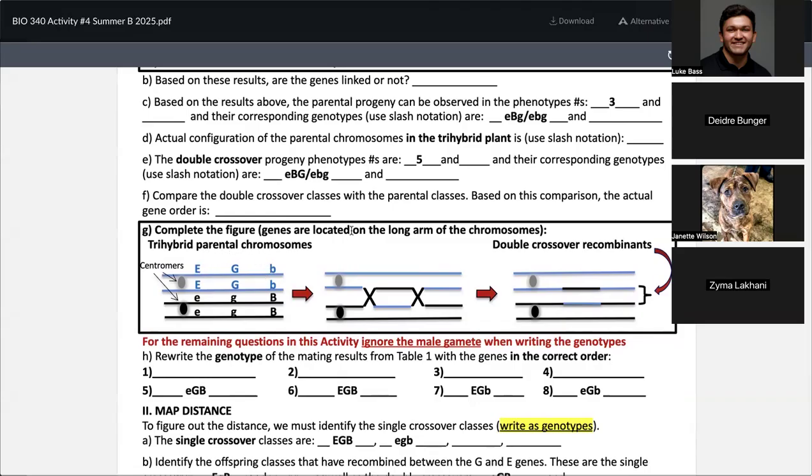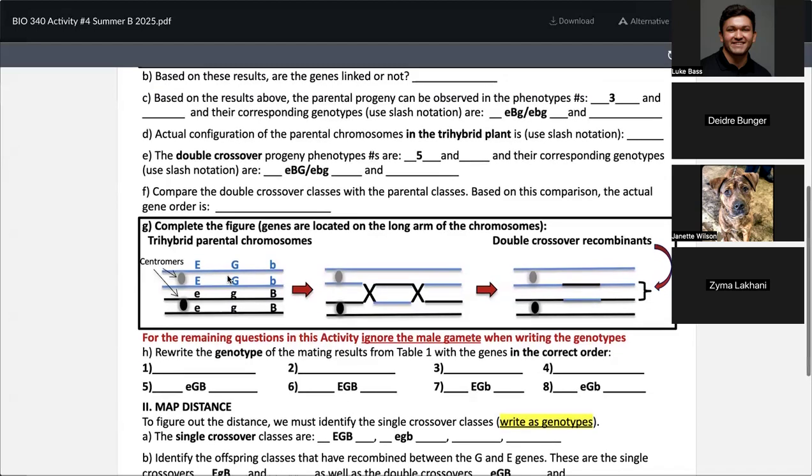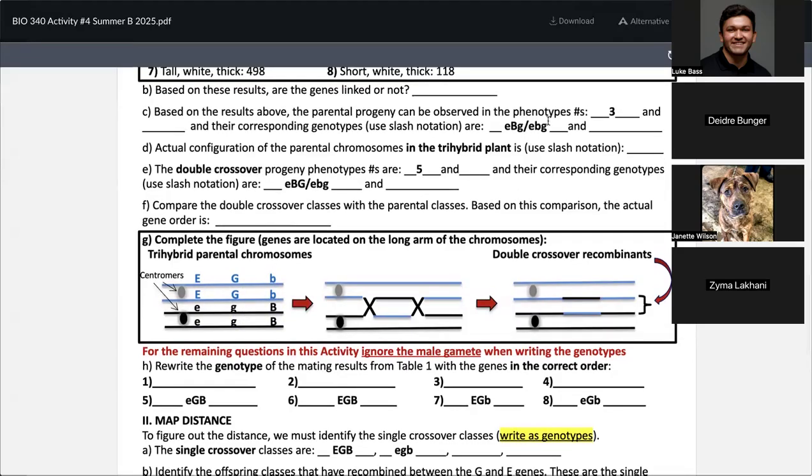So honestly, I think they kind of give you the answer in this table a little bit. Wait, let me double check. Yeah, because this is already filled out. I mean, this kind of is the answer, but anyways, what you're going to see is that E and B change when you're comparing the parental genotype to the double crossover. Like looking at this here, you're going to be comparing this little e, big B, big G to this.